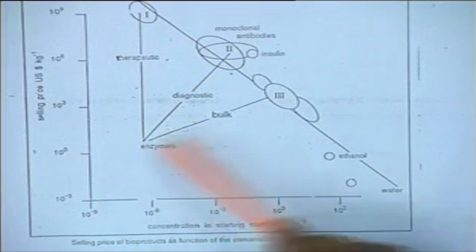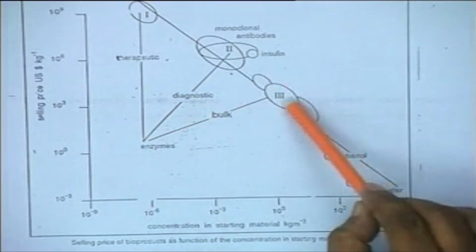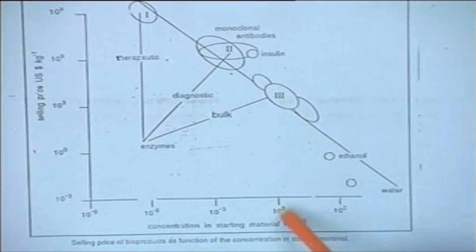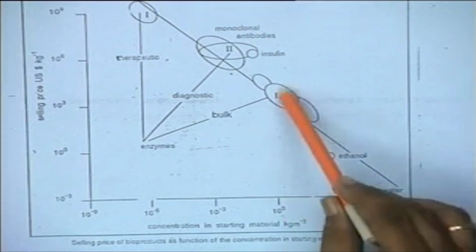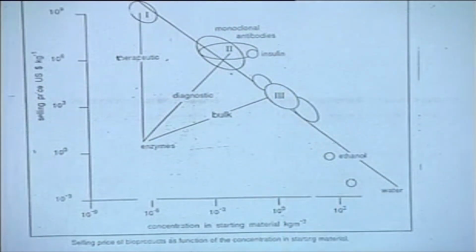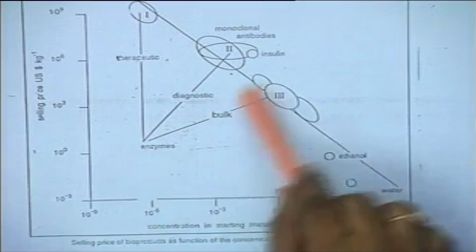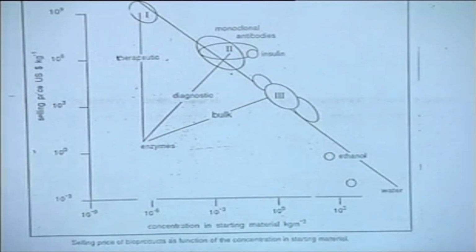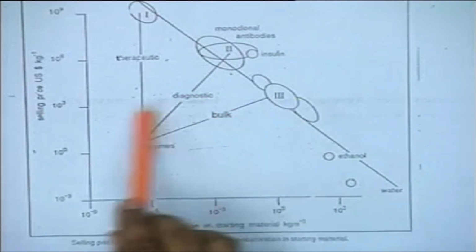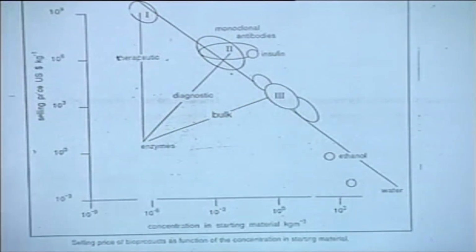Now, for the bulk enzymes, as you can see here, they fall in this category. The concentration in the starting material is of the order of about 1 kg per meter cube, which is significant enough to recover, and you do not require in most cases a very high degree of purity, and therefore their cost is also reasonably low, say for example about $1000 per kg.